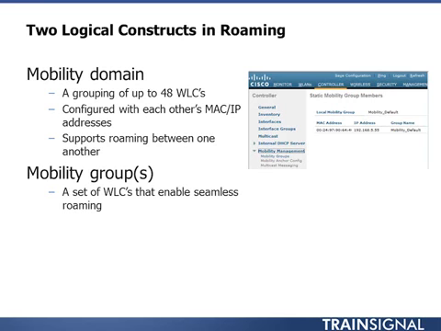Now, you'll set up your wireless LAN controller and it will have your mobility group name, and you will add to that wireless LAN controller all of the other wireless LAN controllers that are within that group. And then your wireless LAN controller will know to share information to those other wireless LAN controllers when the client roams within those supported access points.